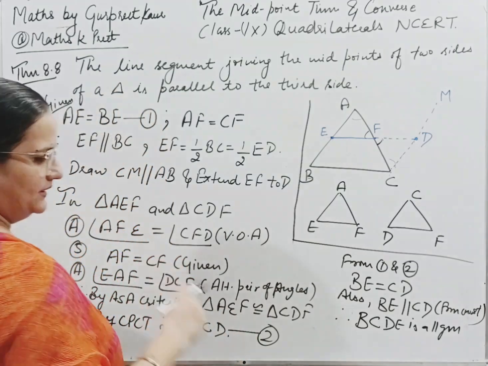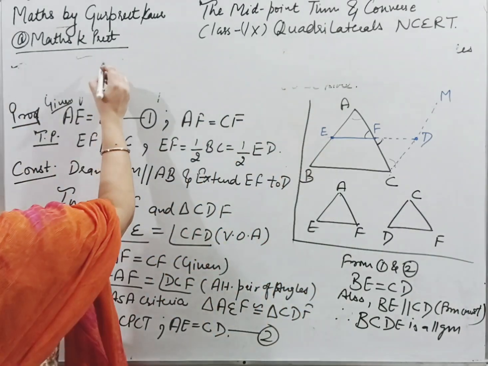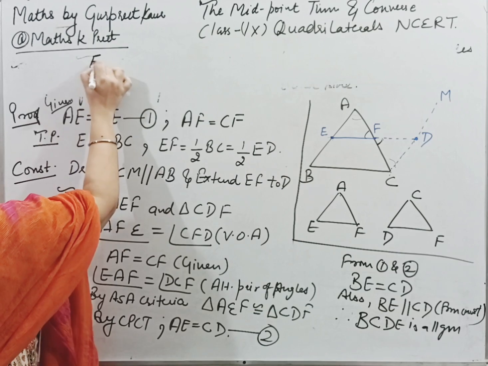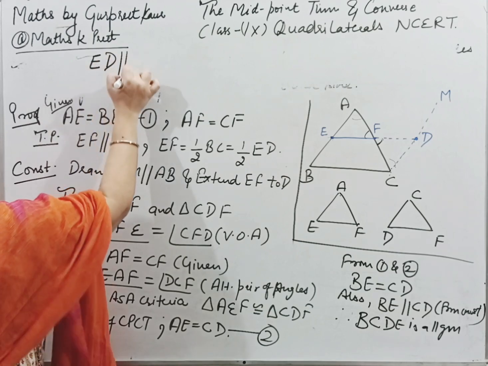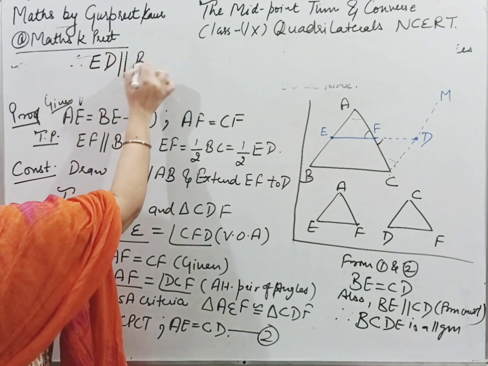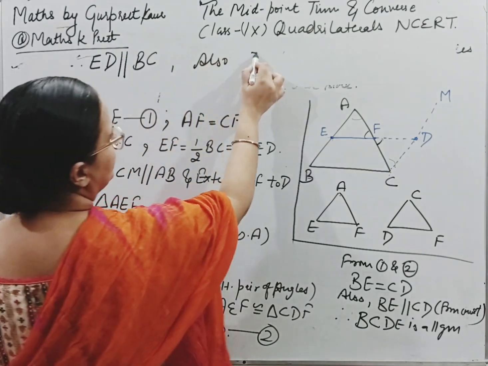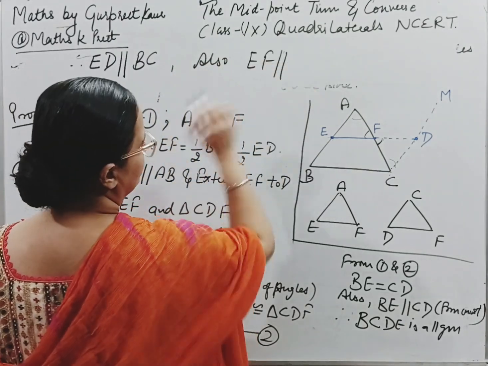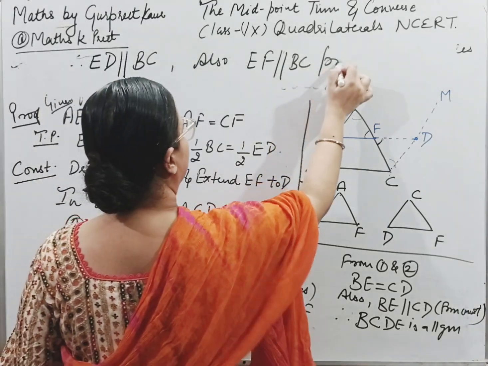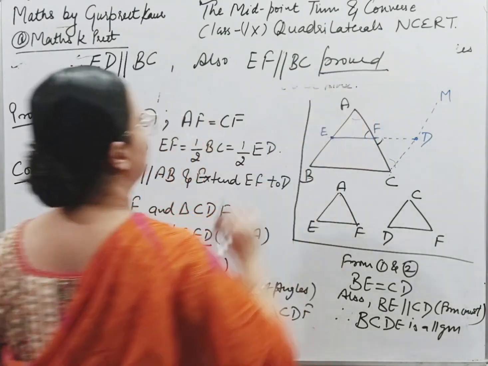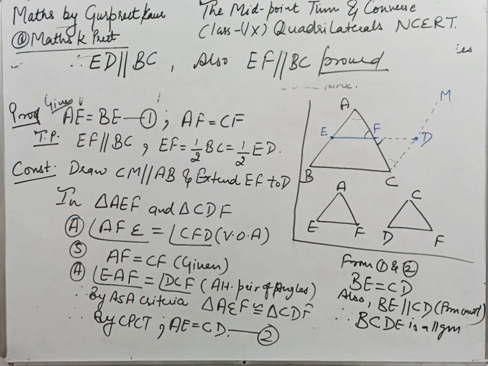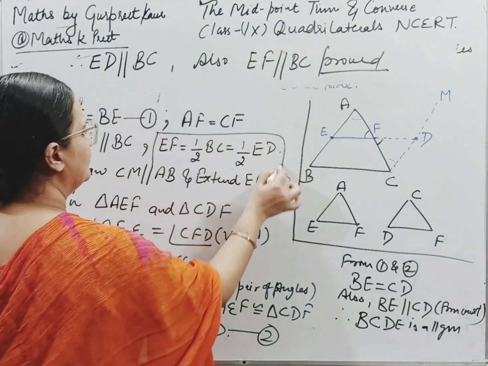So here I can write, let me erase all this. So I can write ED is parallel to BC. Therefore, also we can write EF is parallel to BC. First part we have proved here. So let's see the next part. This we have to prove now.